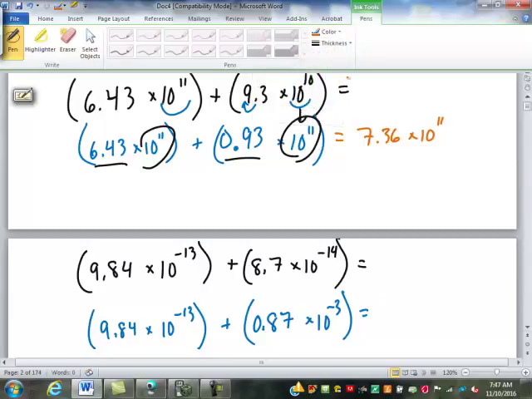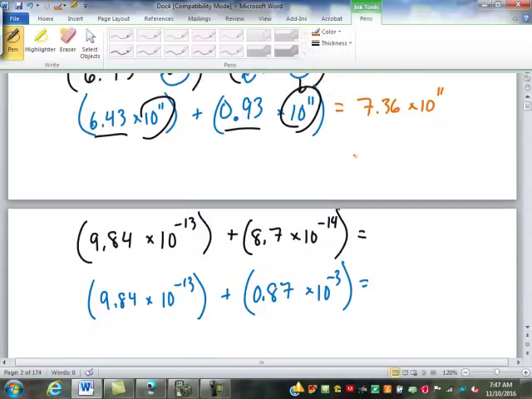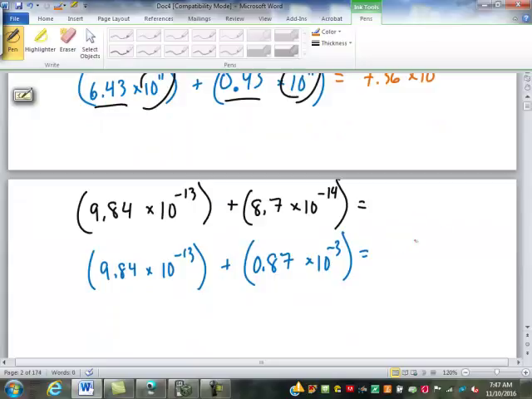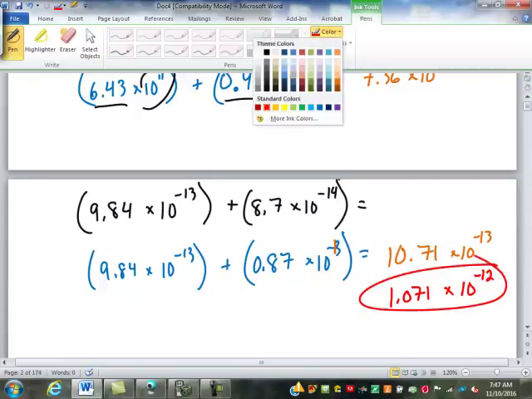So we add those. 9.84 plus 0.87 makes 10.71 times 10 to the negative 13th. Of course, we still have to move the decimal point, so we can only have 1 digit in front of the decimal point. This becomes 10 to the negative 12. Very good. Any questions?